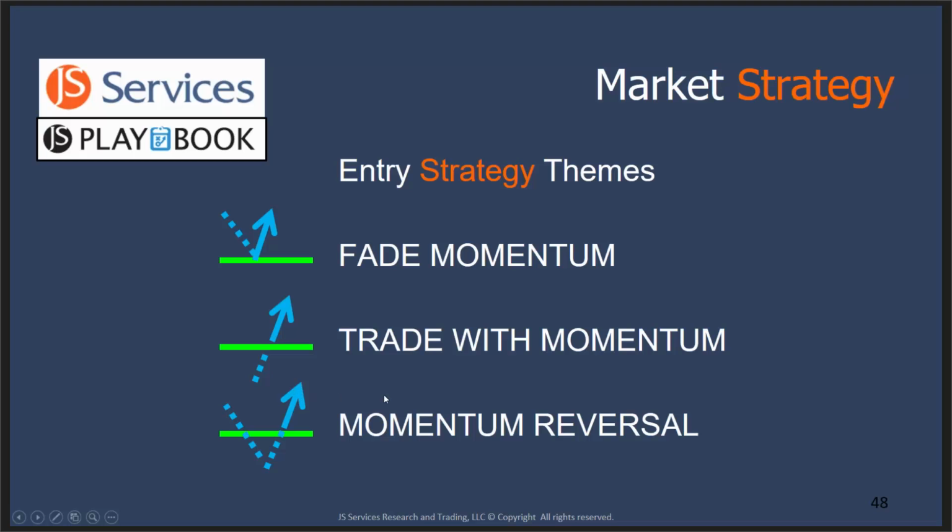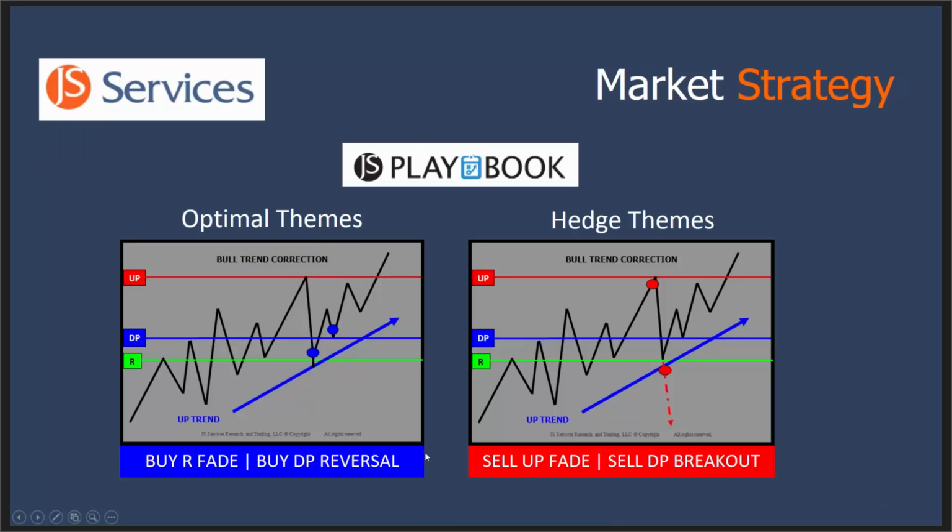The market takes out the level and then reverses back through it. And so each of the playbook strategies, we have our optimal themes, our hedge themes, and we identify the specific, not only the type of entry strategy, but also the specific price map level that you want to execute that. And so this is where we get into aligning with the strategy themes. So this reads buy R fade. So we're looking to buy the market at the R level using a fade entry technique.